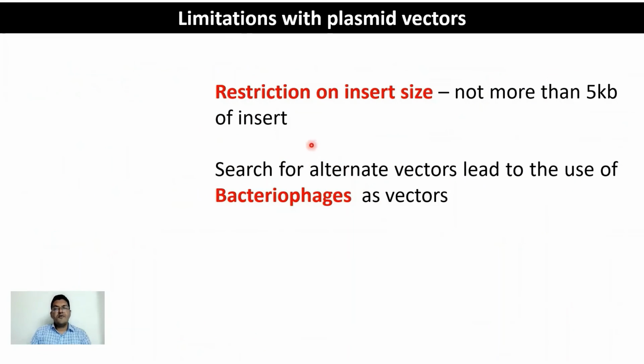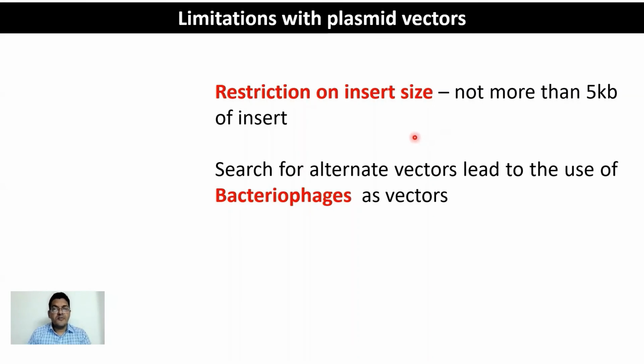So while blue-white screening solved the purpose of doing a one-step selection for plasmids, the other major limitation of plasmids remained, that is the maximum size of the insert that you can have in a plasmid is around 5 kb. You can restrict it to a max of 6 kb, but not anymore. And many a times your insert may be of a larger size depending on the experimental objective that you want to achieve, for example, in sequencing.